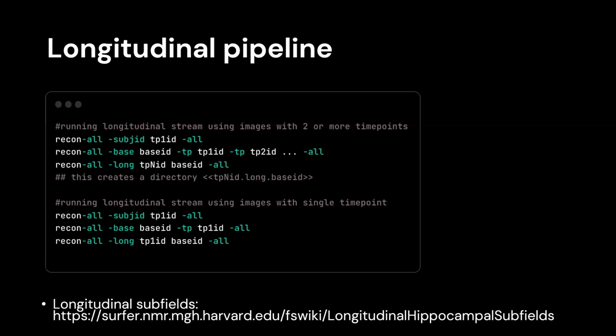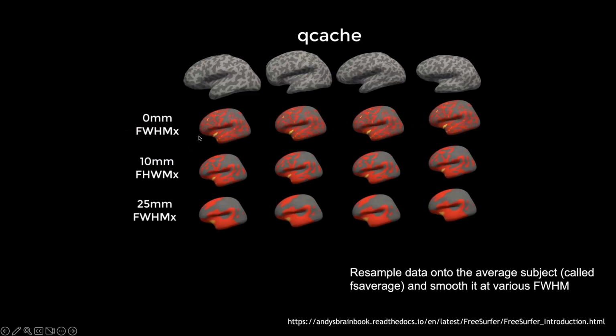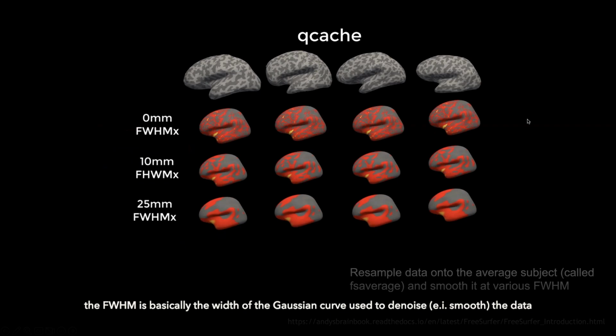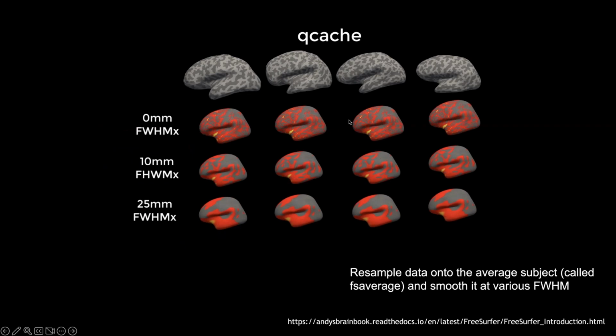In order to run the longitudinal pipeline, the cross-sectional output needs to have the output of the Qcache. Basically, what the Qcache is doing is resampling your data into the average subject and smoothing it at various full width at half maximum values, which is the term we use for the smoothing. So as you can see here, this is an output without smoothing, this is an output with a 10 millimeter smoothing, and an output with a 25 millimeter smoothing. And you need these different smoothings when you run the longitudinal pipeline.